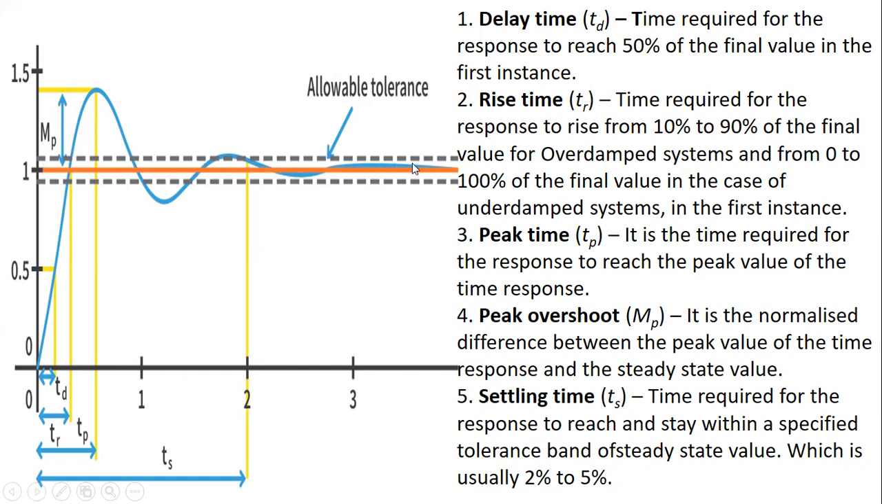This is the normalized value of a steady state value. This is what we normally call MP. MP is nothing but peak overshoot. That's another time domain specification. Then finally, we have the settling time.